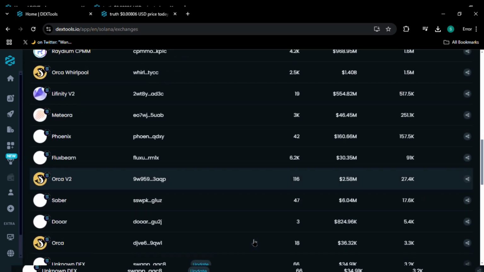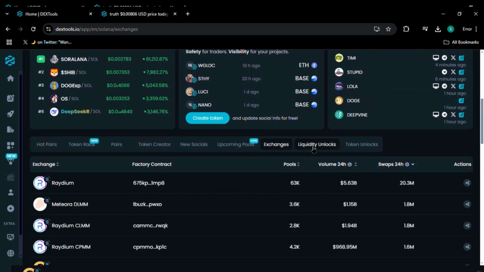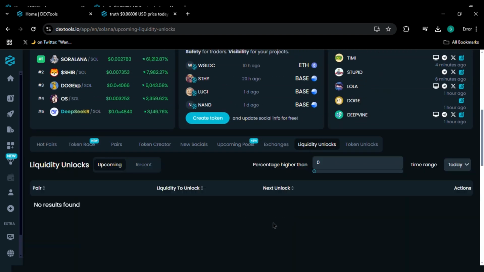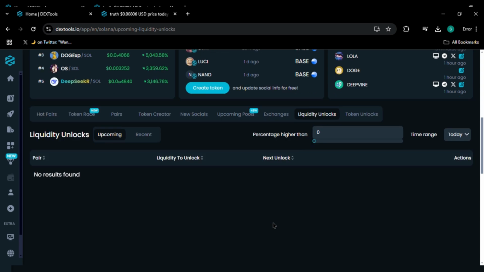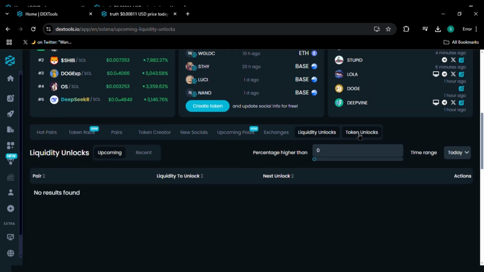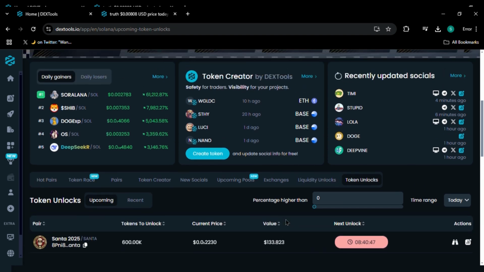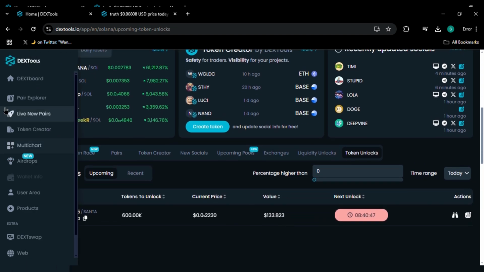And then we have exchanges. You can just look at the exchange rates and what meme coins offer exchanges. And then we have liquidity unlocks. You can see right now there's no result found, but if there are some meme coins with specific liquidity unlocks, you'll be able to see them here. And then we have the token unlocks. Now you can see that this token has 8 hours 40 minutes left to unlock.